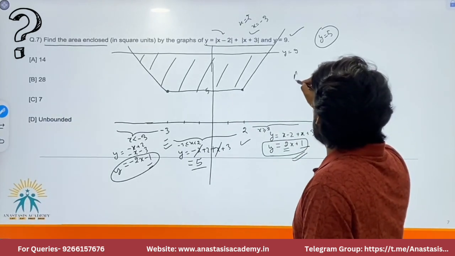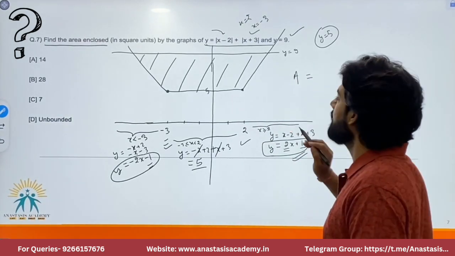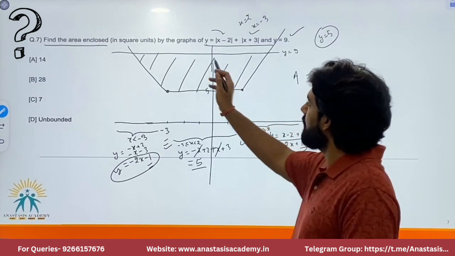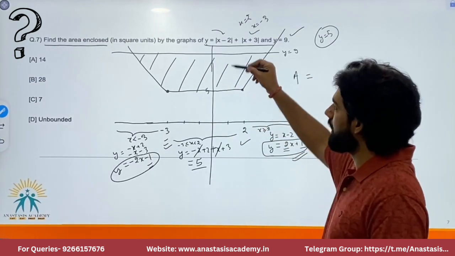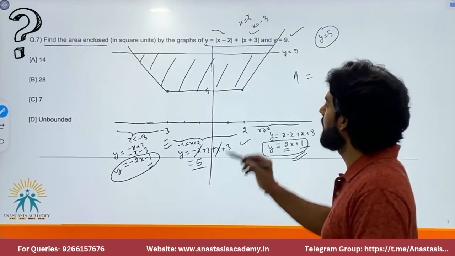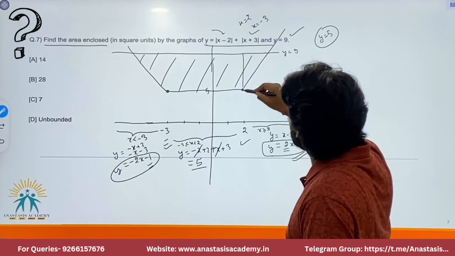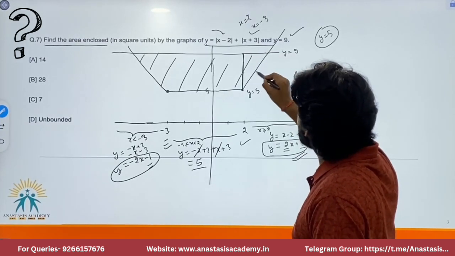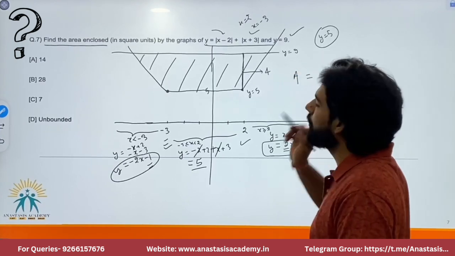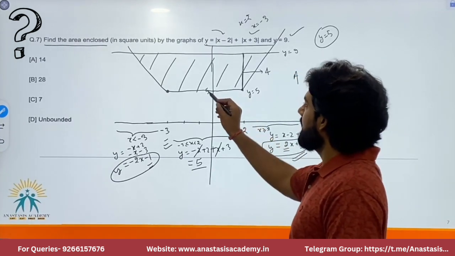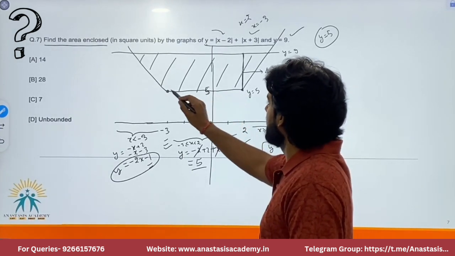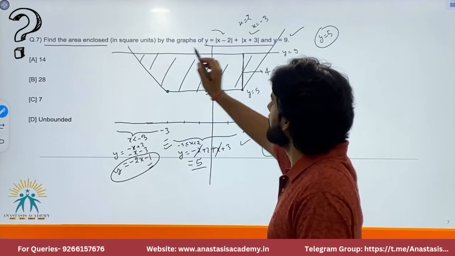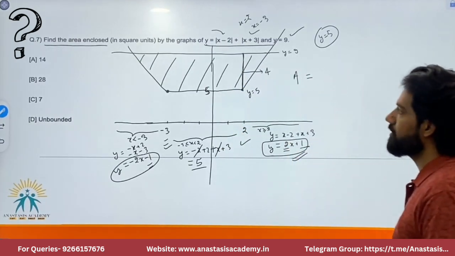For the area, I know the area of a trapezium is half of the sum of parallel sides into the distance between them. The distance between them, this is y equal to 5 and this is y equal to 9, is 4 units. The length of this side is 5, and I need to find the length of this other side.